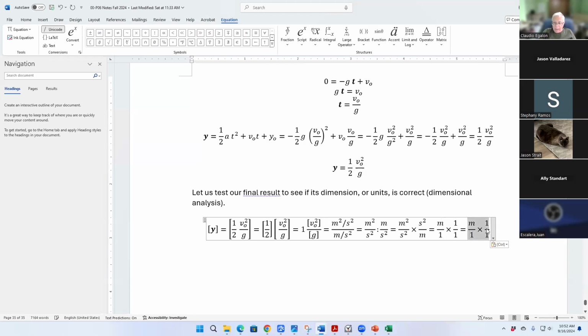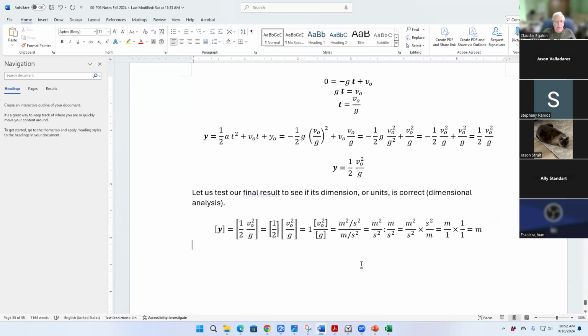We get exactly the expected unit for y, right? We already know that the unit of y is meter. And then what we did, we found out the unit of v squared over g, which is also meter. So that's two important examples of uniformly accelerated motion.